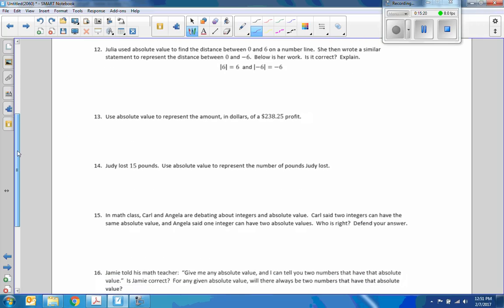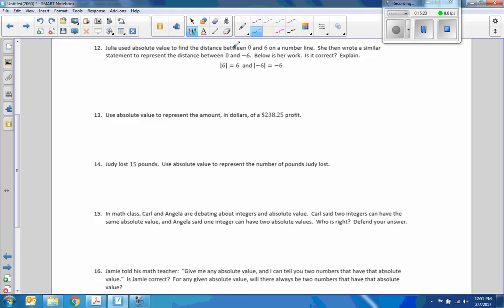Okay, number 12. Julia used absolute value to find the distance between 0 and 6 on a number line. She then wrote a similar statement to represent the distance between 0 and -6. Is she correct? Explain. The absolute value of 6 equals 6, and the absolute value of -6 equals -6. Is she correct? The answer is no, because the absolute value of -6 equals positive 6. Distance can never be negative. If I had a number line with 0 here and -6 here, the distance from here to here is 6. We never say distance is negative.